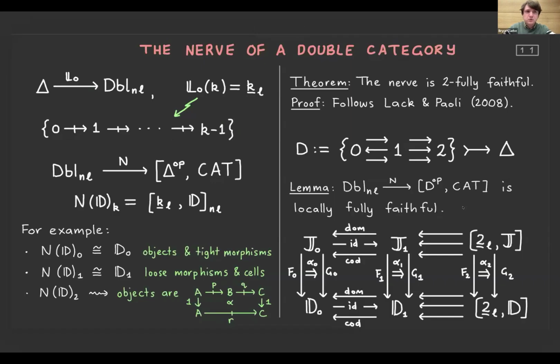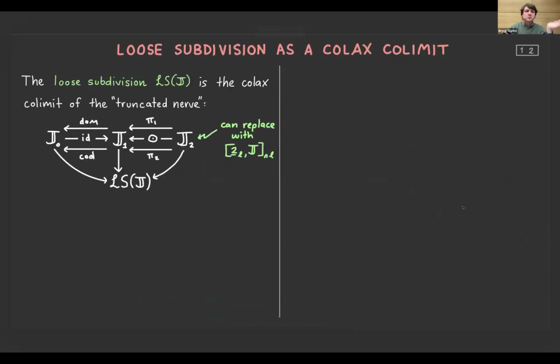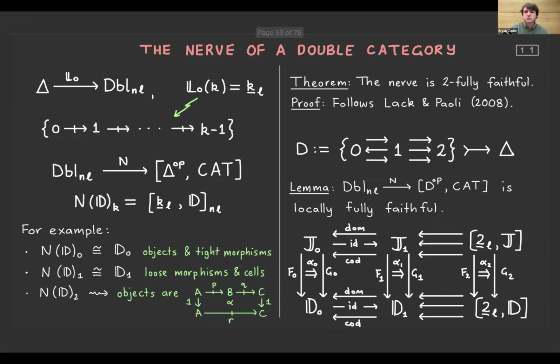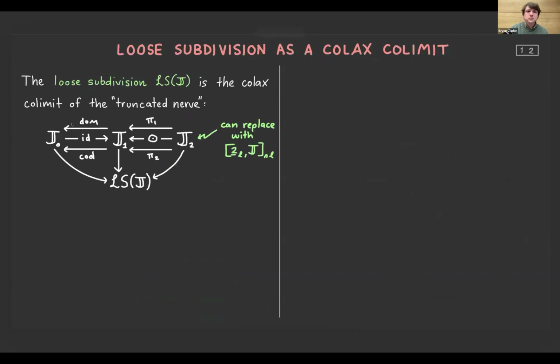Good. So what we can say is that the loose subdivision of a double category J is the colax colimit of this so-called truncated nerve, this thing that I just showed you here. If we just look at this data of a double category, this J2 could be replaced with this other thing, it doesn't make any significant difference. I'll just use J2 because it's simple. Okay, I'll wrap up after this slide.